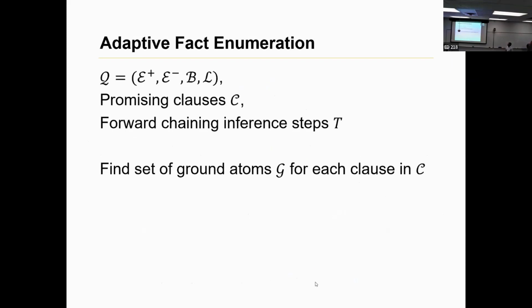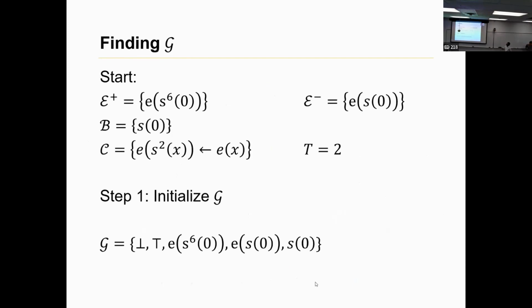Now that we have the clauses, we do the next step, which is finding the ground atoms. So we have the clauses, we have the Q, which is the LP problem. Now we have something called the capital T, which is basically how many inference steps this particular ILP does. So that's another parameter. The objective is to find the ground atoms for each clause in this clause set C, so finding G. Let's say we have this new example, which has one positive example, one negative example, one initial fact, and this is the clause we start with.